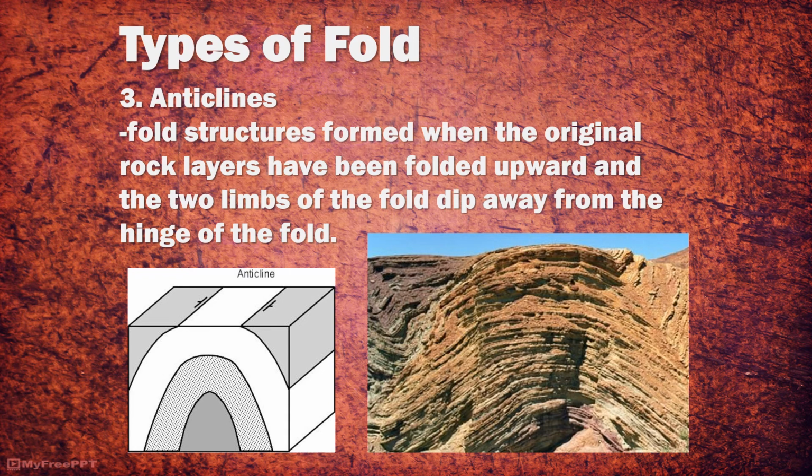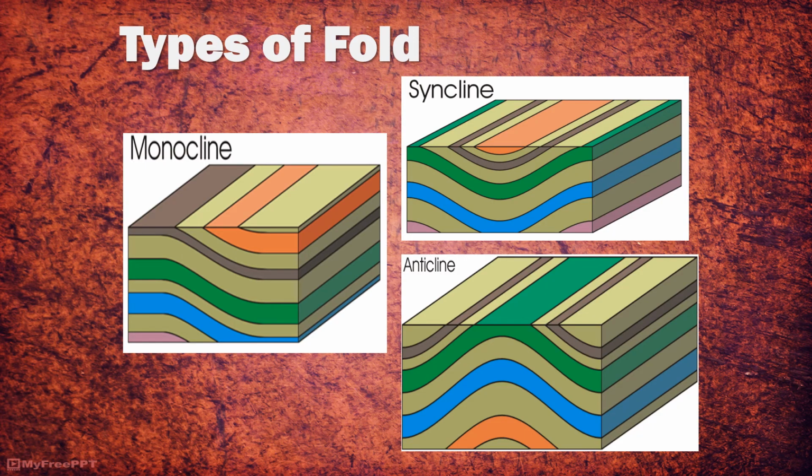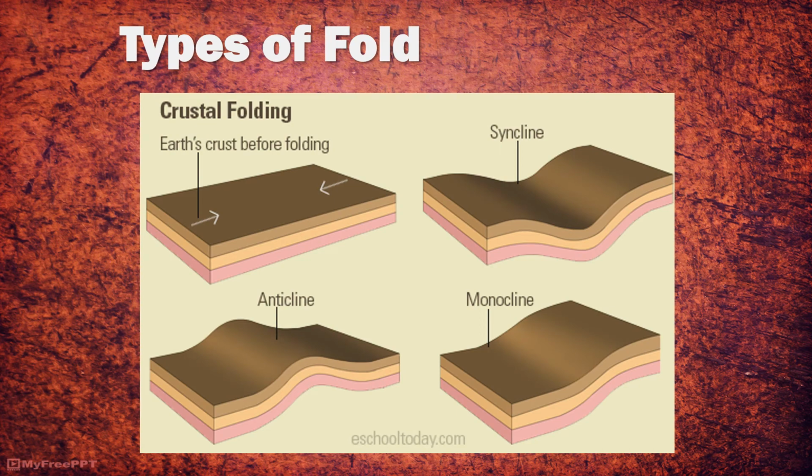Your anticlines, reverse naman to ng syncline kung saan pataas naman po ang ating bump na nagagawa natin. So anticlines are fold structures formed when the original rock layers have been folded upward and the two limbs of the fold dip away from the hinge of the fold. Here is an image of the monocline, syncline, and anticline. Okay? And we have here crystal folding. Yan po ang kanyang image.